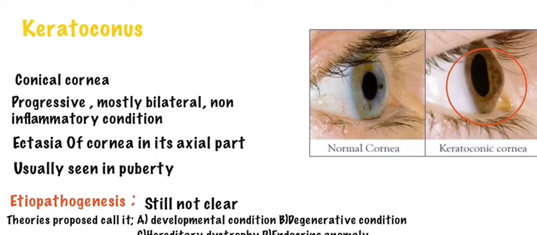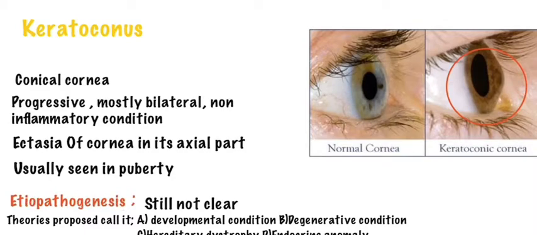So keratoconus, the conical cornea, is a progressive, mostly bilateral, non-inflammatory condition. So it worsens with time. And there is ectasia of the cornea in its axial part, not the full cornea, just the axial part, where you can see ectasia. That is, there is a displacement, a distortion from the normal place, and it is usually seen in puberty.